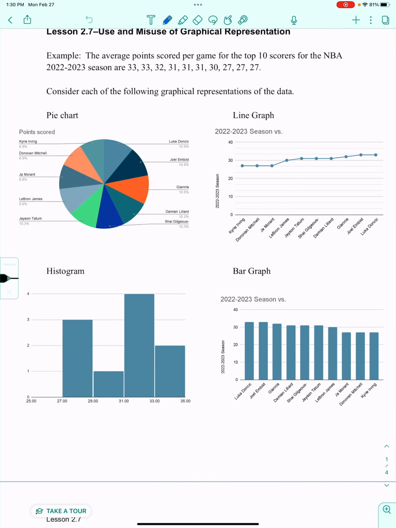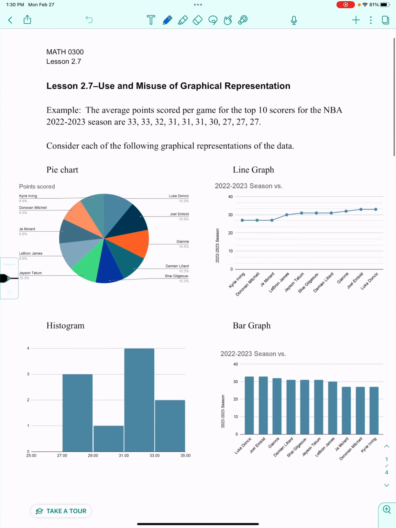Welcome back, mathletes. Today we are going to take a look at the use and misuse of graphical representation. The first part of our video is going to focus on what type of graph best fits the data and shows what you're trying to represent with your data. The second part of this will take a look at some of the ways that graphs can be misleading.